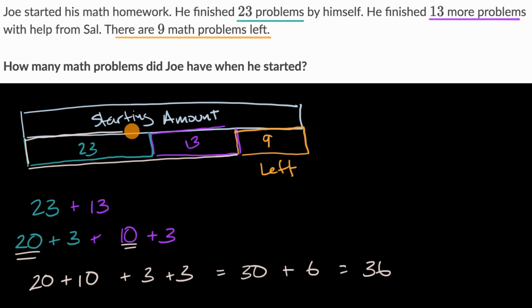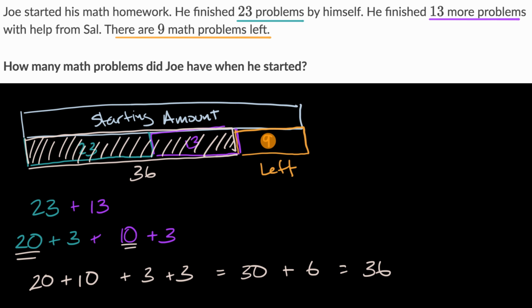So this whole amount right over here, the amount of problems that Joe either did by himself or with the help of Sal, that is 36 problems. And so to figure out the starting amount, we just have to figure out the total that he did plus how many are left to get the starting amount. So what is 36 plus 9? Well, the way my brain thinks about it, let me just do it right over here. 36 plus 9 is equal to what?